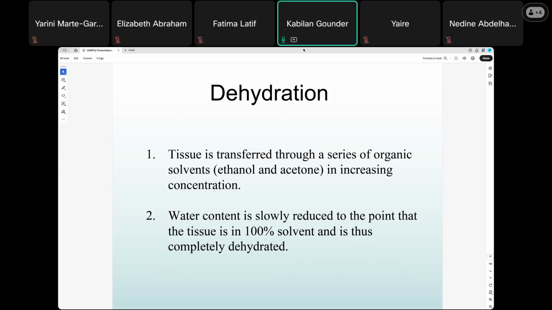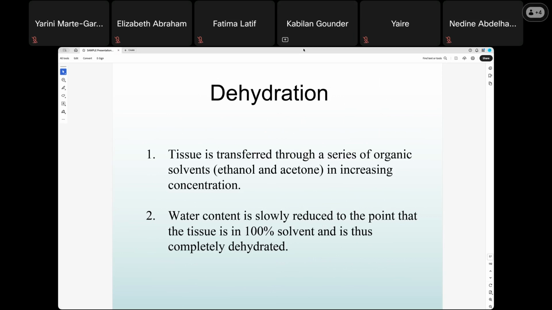You may ask, what is the purpose of removing the water content from the cells? As I just mentioned, what would happen if water is removed? Definitely that will also affect the structure and quality of your samples. So what is the necessity that you need to dehydrate?